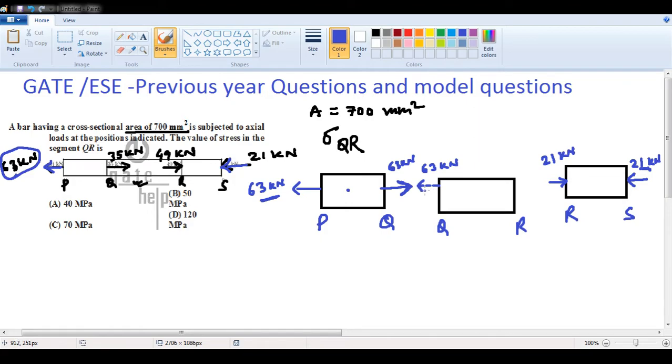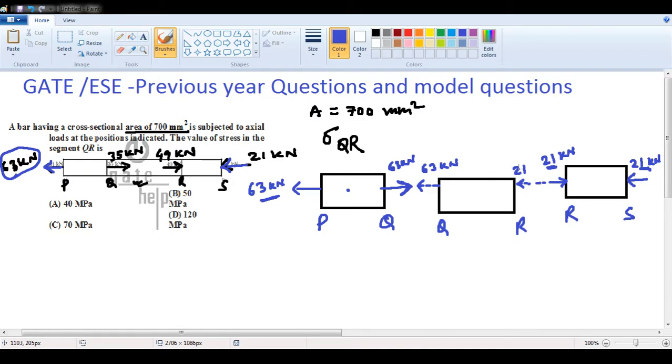Newton's third law. Right? Similarly, here we have 21 kilonewton to RS. Again, equal and opposite: 21 is equal, but it should be opposite to this. So this is 21 kilonewton. Now, I'm not writing kilonewton, you must understand, because there is no space over here and it will be messy. But everything is in kilonewton.